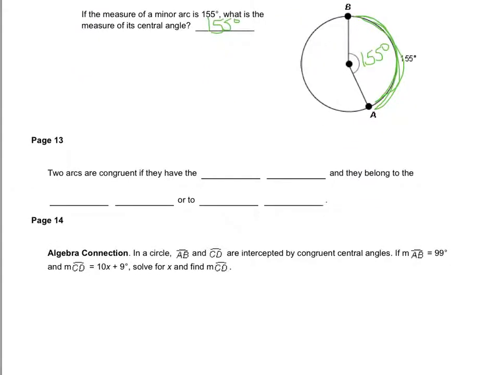So we know that two arcs are congruent if they have the same measure, and they belong to the same circle or to congruent circles.